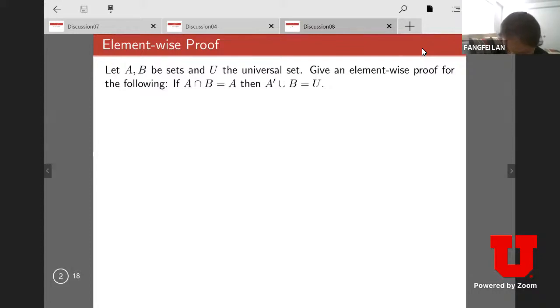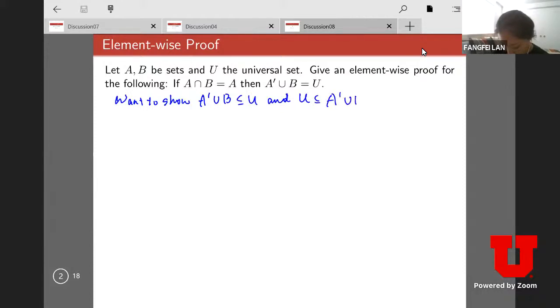So we want to show A complement union B is a subset of U, and U is a subset of A complement union B, right? So that's what we want. All right, so where do we start? Element-wise proof. So how do we prove the first one? So this one.